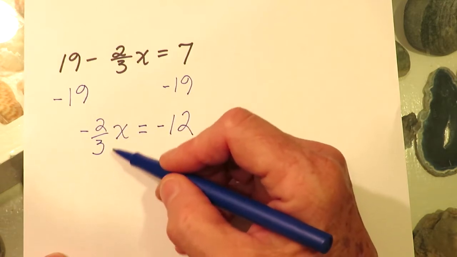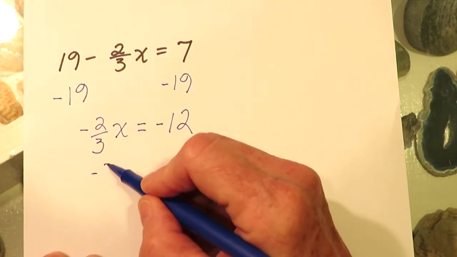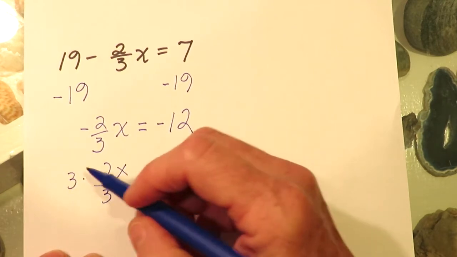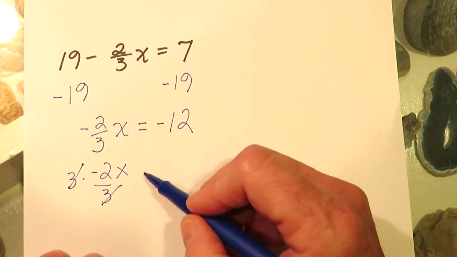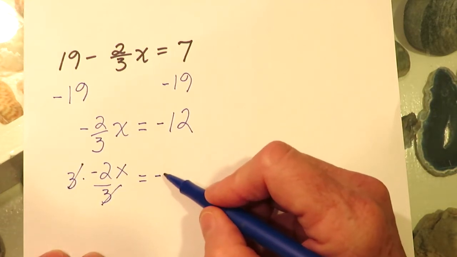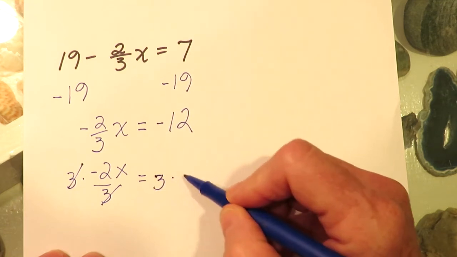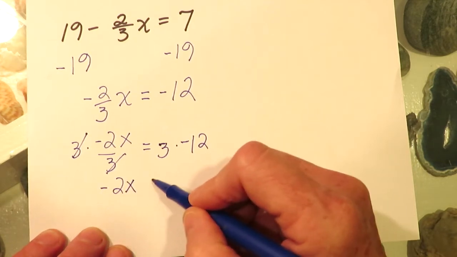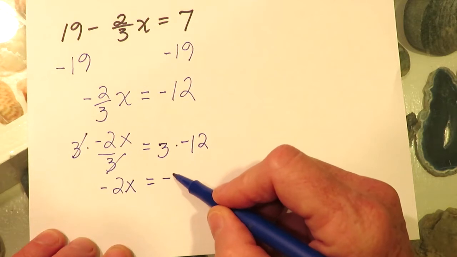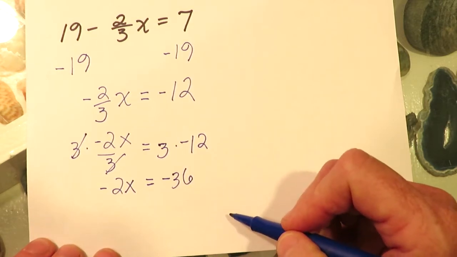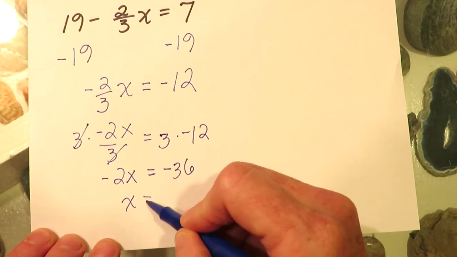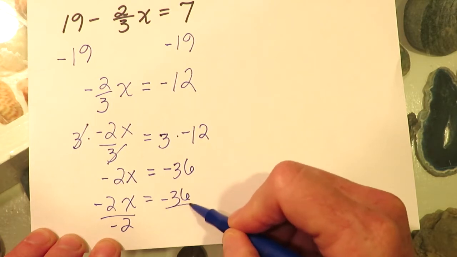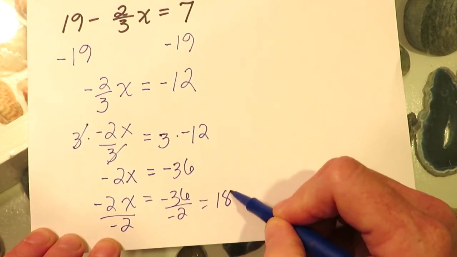Again, I could multiply by the reciprocal of my fraction, but I think I'll break it up just to show what we're actually doing when we multiply by the reciprocal. You're multiplying by 3 to cancel division by 3. So whatever I do to one side, I have to do the same thing to the other side. So 3 times negative 12 will give me negative 2x equals negative 36. And if I divide both sides by negative 2, I will get positive 18 as my solution.